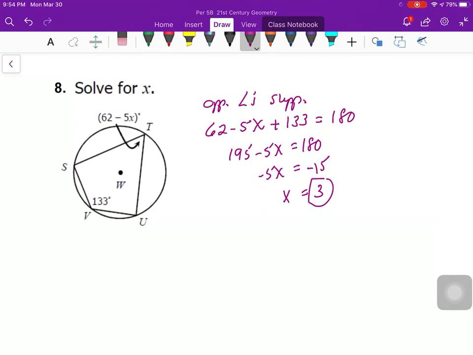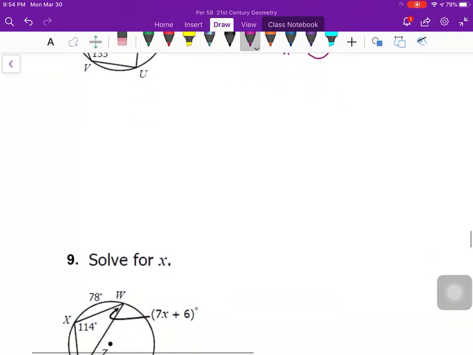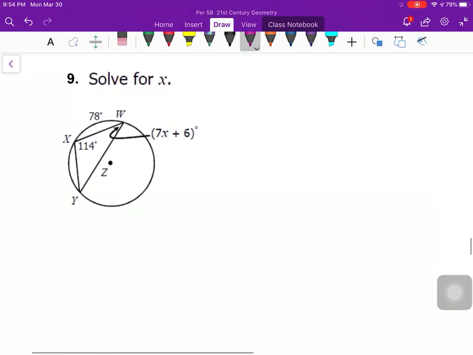Whenever you have an inscribed quadrilateral, the opposite angles, the ones that are diagonal from each other, have to add up to 180. They have to be supplementary. So that's how I set this one up.